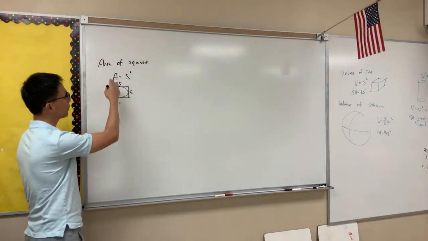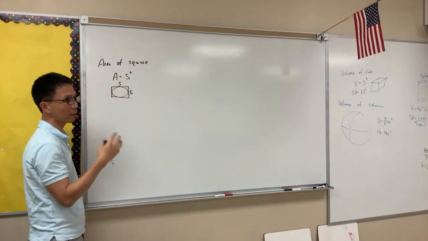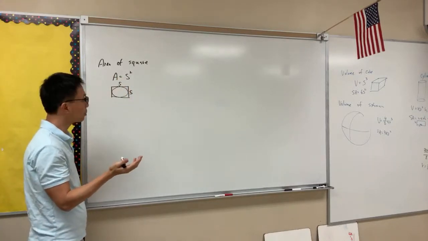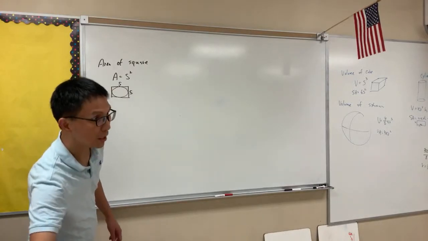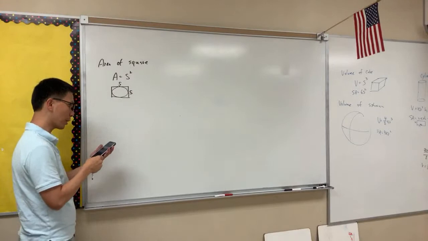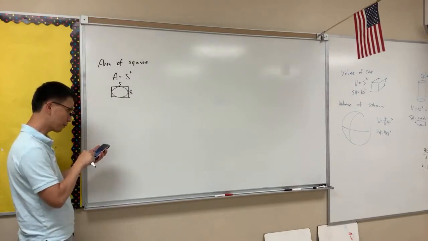But in terms of the calculus, area is equal to s squared. That's probably a very, very easy concept. But they will mix two concepts into one question. So how do you do it with the circle?